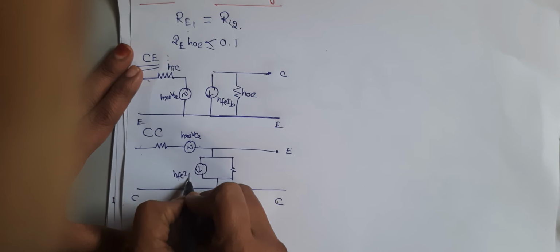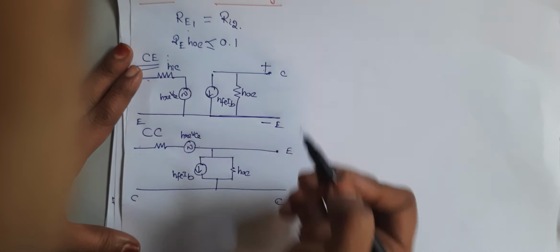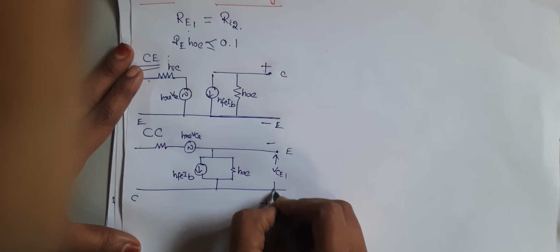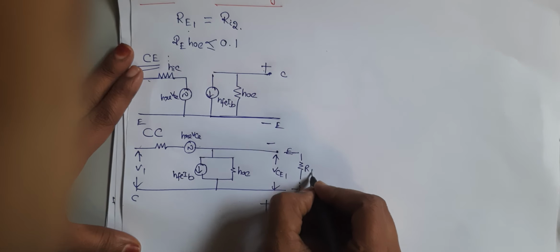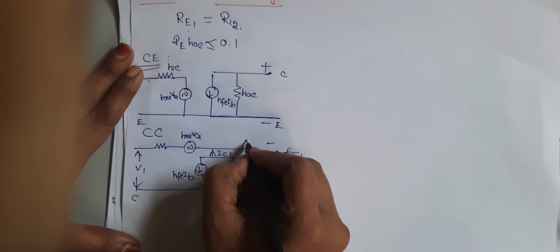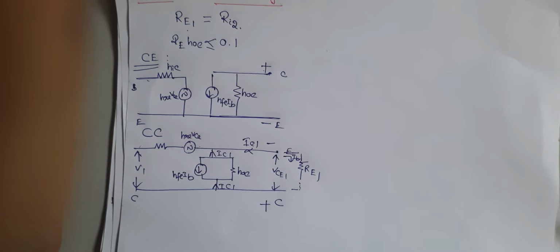Collector. HFE, IB, HOE. So here it is plus and minus. So collector is plus, emitter minus, and this is VCE1. First stage input is V1 and it is connected with RE1. So this is IC1, IE1, and this is IB2, the second stage base current, the output current IB2.